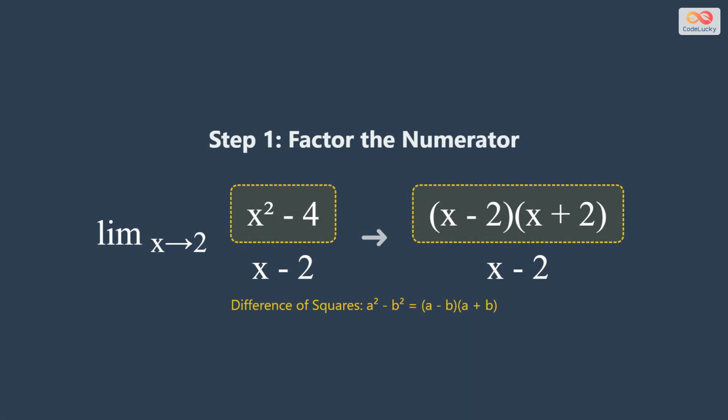Let's apply step 1 to our example. Look at the numerator, x squared minus 4. This is a classic difference of squares. We can factor it into x minus 2 multiplied by x plus 2. The denominator is already in its simplest form.